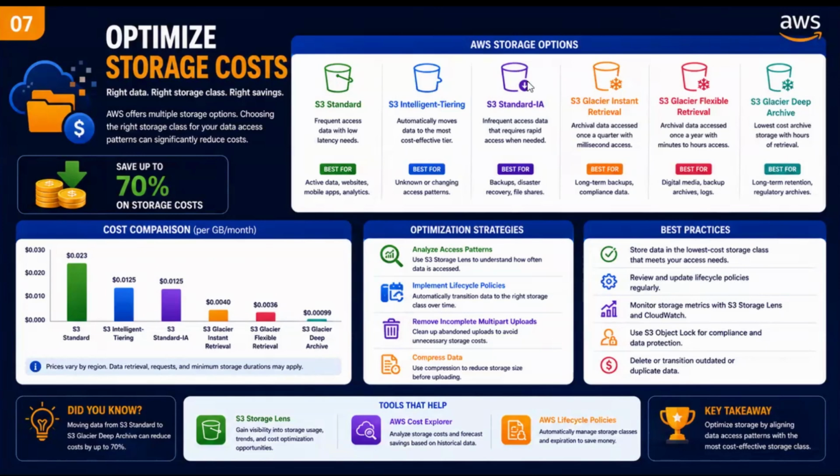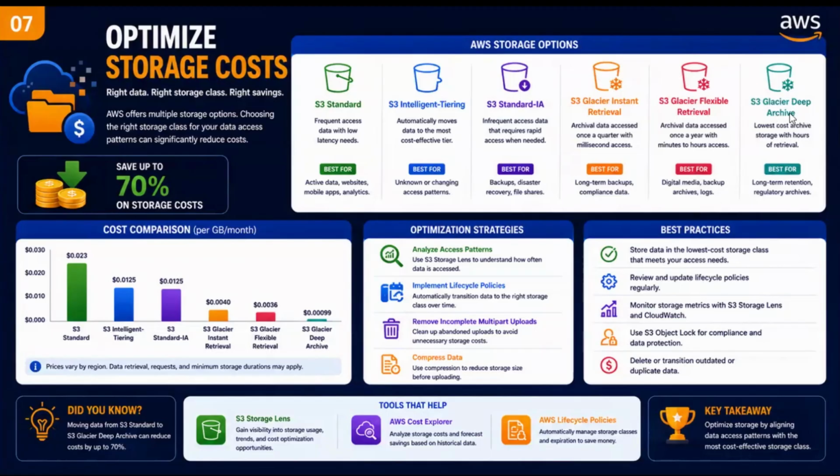Which storage is best for your workload? S3 Standard is best for active data, websites, mobile apps, and analytics. S3 Intelligent-Tiering is best for unknown and changing access patterns. S3 Standard-IA, infrequent access, is best for backup, disaster recovery, and file sharing. S3 Glacier Instant Retrieval is for long-term backups and compliance data. S3 Glacier Flexible Retrieval is best for digital media backup and archive logs.